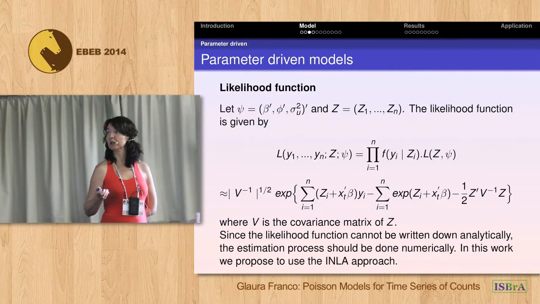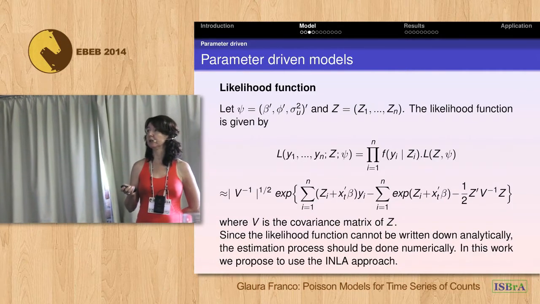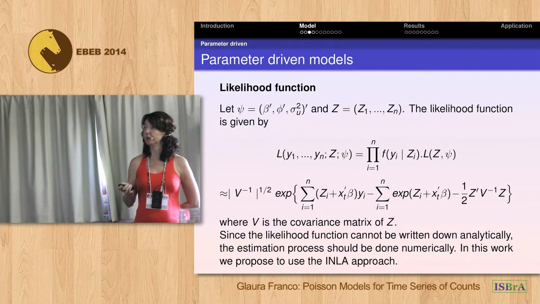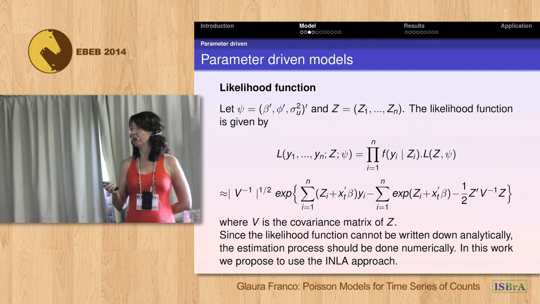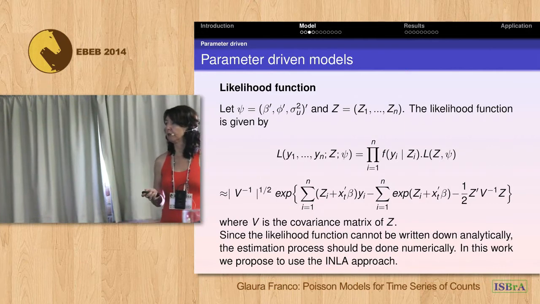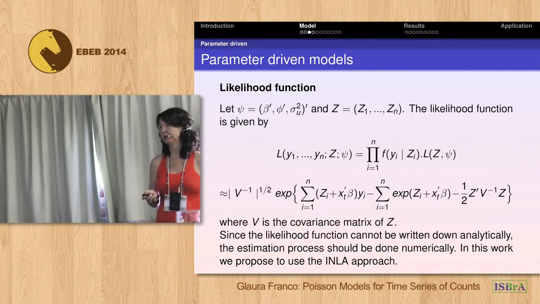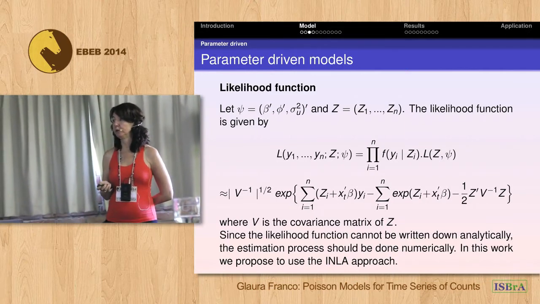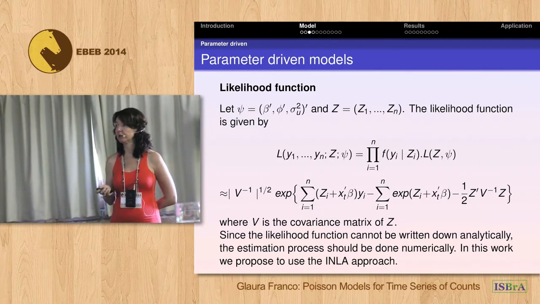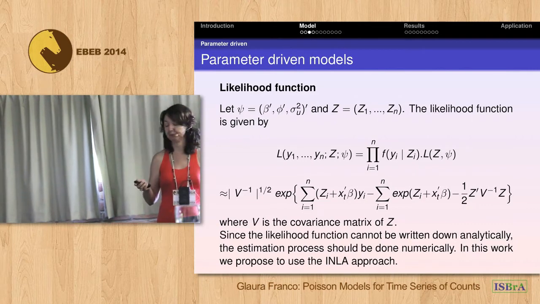And the likelihood function is not difficult to write. So we have this multiplication of the Poisson and the normal distribution for the noise here. So we have to estimate this, and as we cannot write this analytically, we have to use numerical procedures, and we are going to use INLA here.